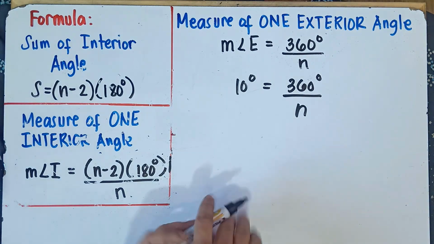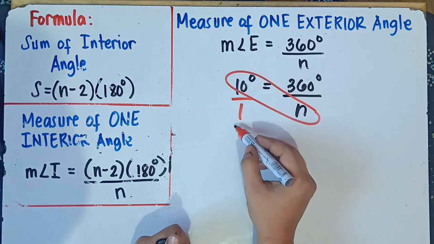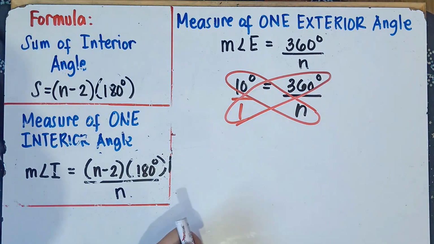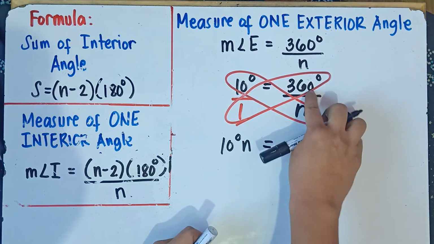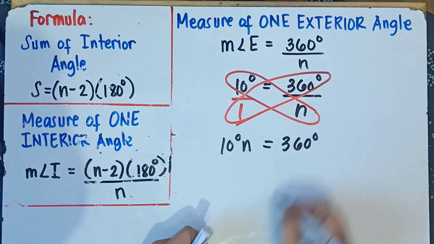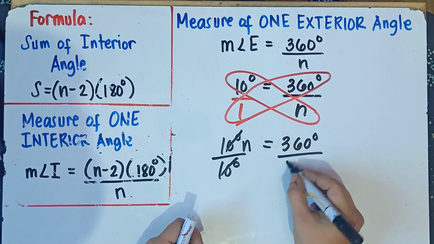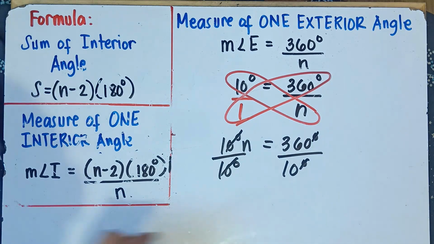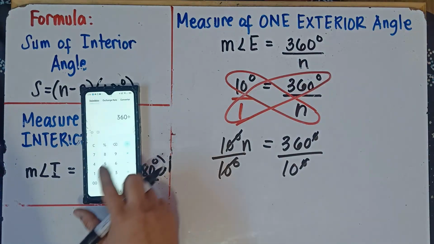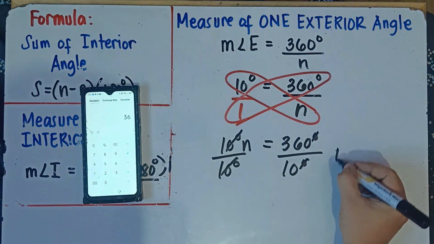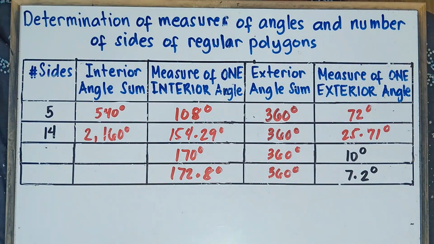Understood that there's a 1 here for the denominator, so simply do cross multiplication. 10 degrees times n would be 10 degrees n equals 360 times 1, that would be 360 degrees. To get the value of n, you divide both sides by 10 degrees. Cancel degrees. So 360 divided by 10, of course, would be 36. Let's double check. 360 divided by 10 would be 36. So n is equal to 36. This is 36 for the number of sides.